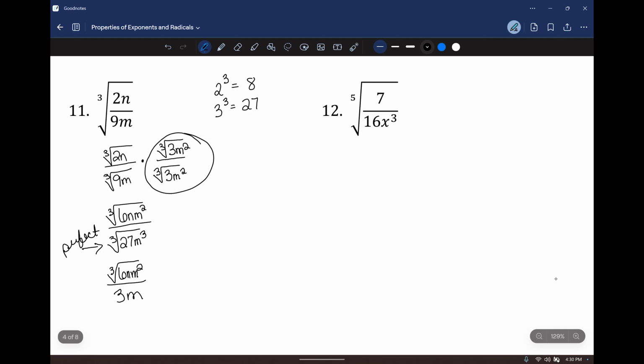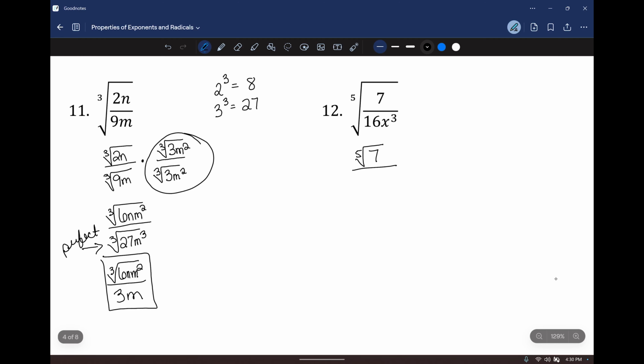Now you do want to check your top and make sure you can't reduce that. 6 is made up of 2 times 3, so we don't have 3 of anything. We only have 1 n, and we only have 2 m's. So there's nothing that we can do to reduce that any further. So we're going to do the same thing on number 12. Look to see if you can reduce first. You cannot.